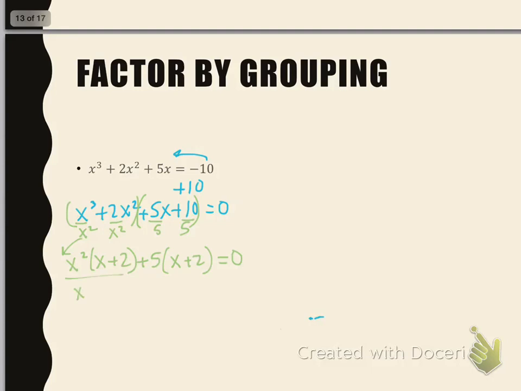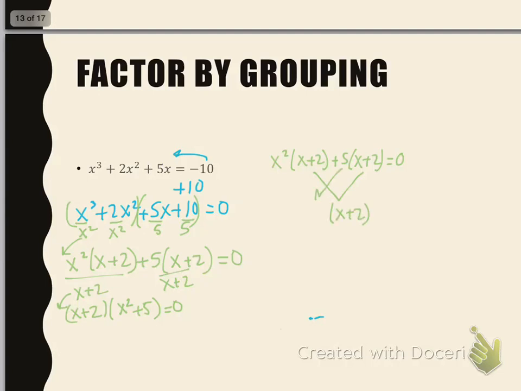So we could divide x plus 2 out of both of these and send it to the front. So then I would have an x squared left and a 5 left. What I like to do, if it's x squared times x plus 2 plus 5 times x plus 2, I just like to, since I see it being the same, I write it once, and then whatever I have left, I write as my second half.